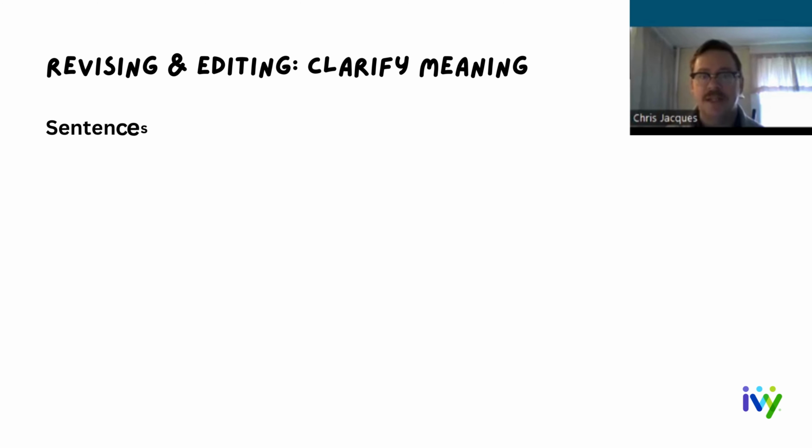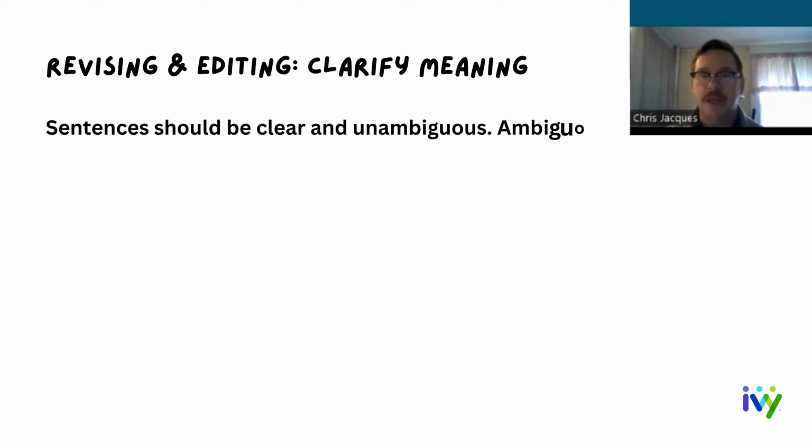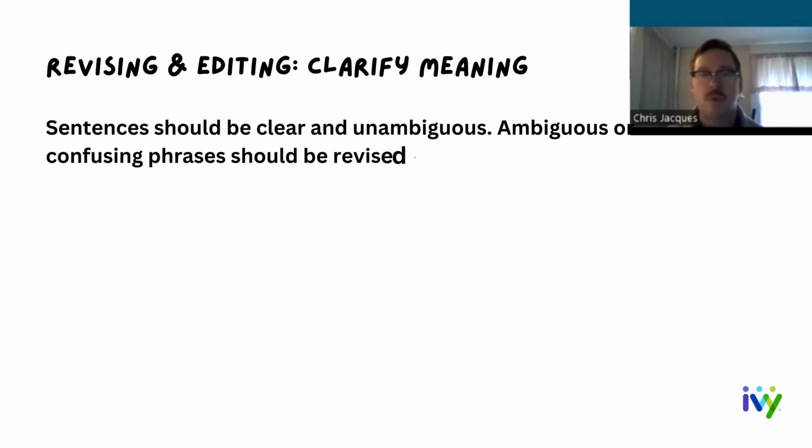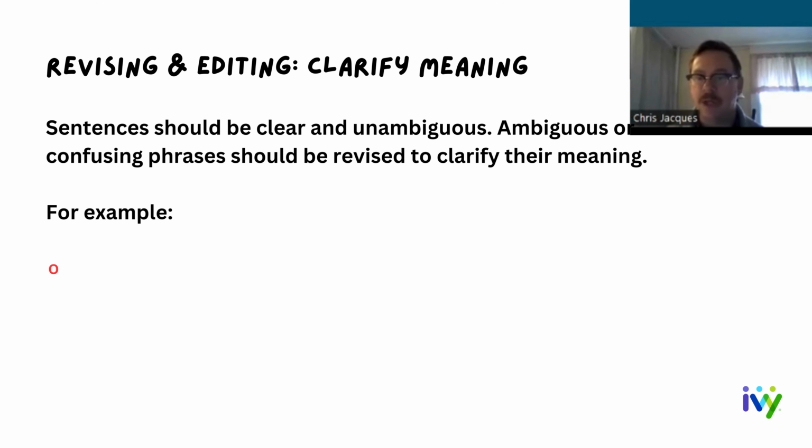Our next one is to clarify meaning. So sentences should be clear and unambiguous. Now, ambiguous means they have more than one meaning. We don't want that. We need to revise them to clarify their meaning.